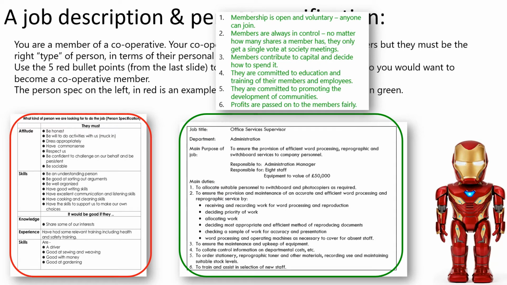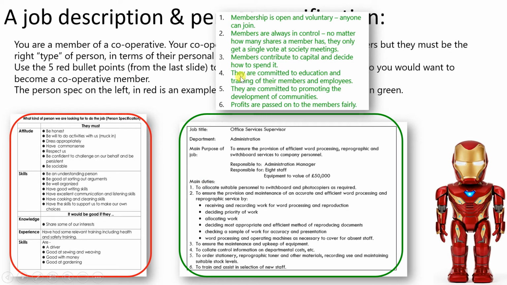Well, let's go straight to number 3. Number 3 says members contribute to capital and decide how to spend it. So a member of a cooperative has to contribute to capital. They have to have an investment in the business. There's a task. And decide how to spend it. So there's another task. They're part of the decision process in order to spend the investment to the value of the business. So we can turn that into a duty.